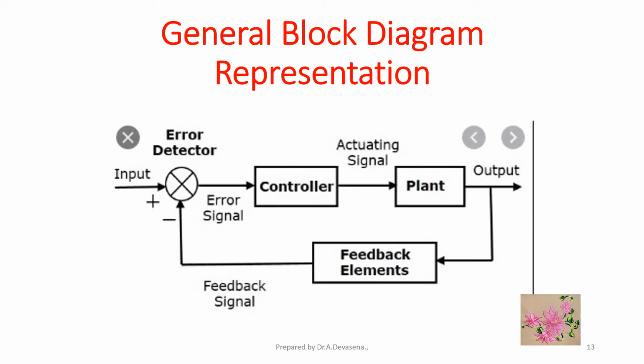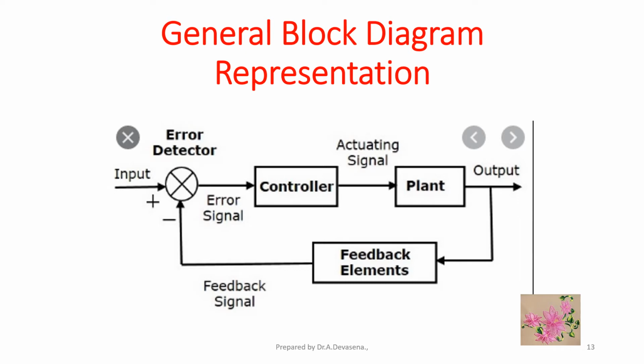General block diagram representation is shown below. This is the representation for a general block diagram. Here, input is supplied to the error detector as one input. The other input is from the feedback elements. That is, the feedback signal is applied to the error detector as the other input. The output from the error detector is the error signal. This error signal is supplied to the controller. Then from the controller we obtain an actuating signal as an output. This actuating signal is applied to the plant and from the plant we obtain the output.